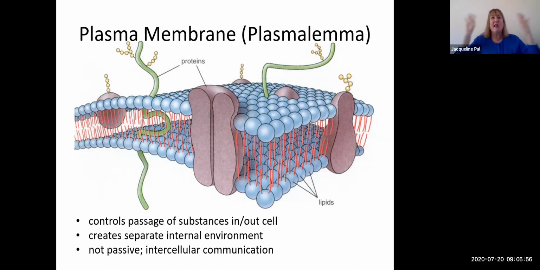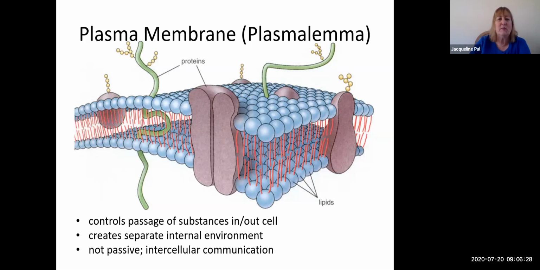Think of it kind of like the structure of your house. The environment inside is not the same as outside. In the winter, it's a lot warmer inside the house, and yet you still have windows and you have doors where stuff can come in and out. Some things require doors, some can go through windows, some things can go through the cracks, because ants can come in. Think of the plasma membrane sort of like that, creating a separate environment.